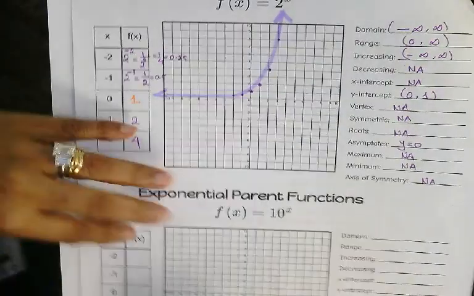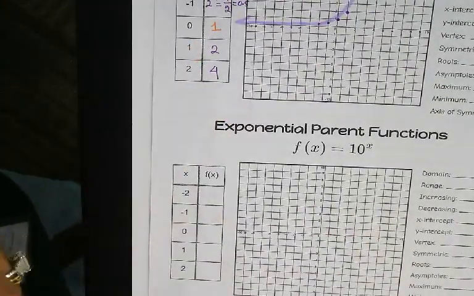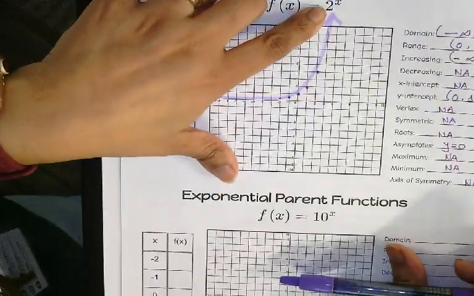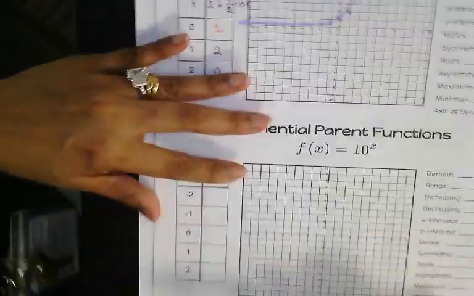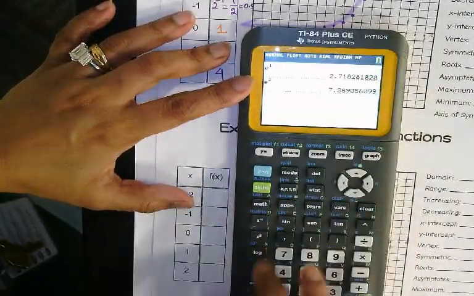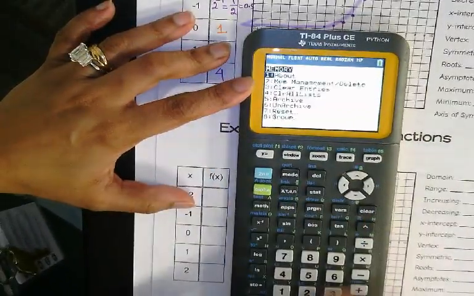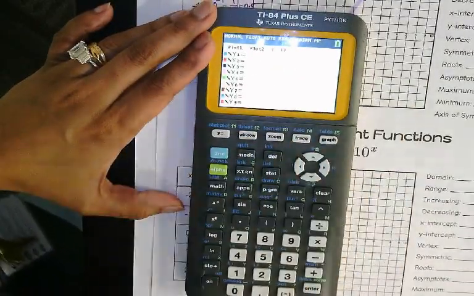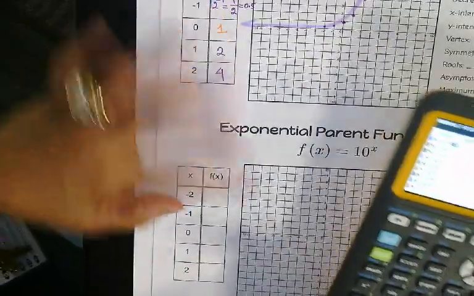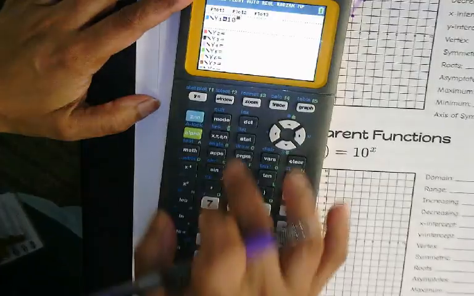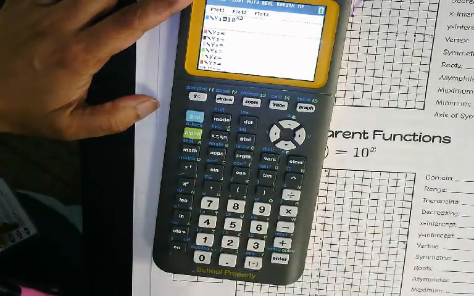Let's look at this one over here. This is base 10. The first one, the base was 2. This one, the base is 10. Let's look at the graph over here. Turn on your calculator, go to y equals again, and plug in 10 to the power x. Let's graph.